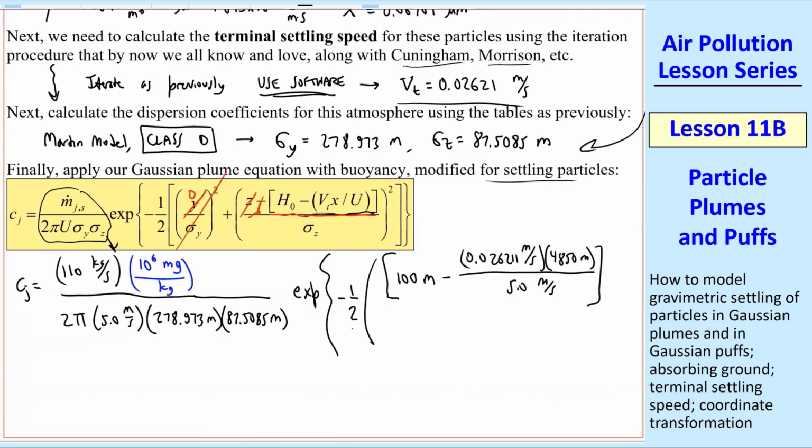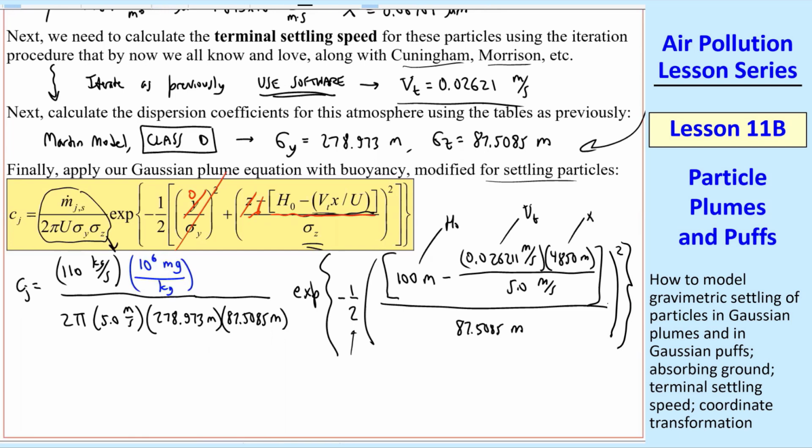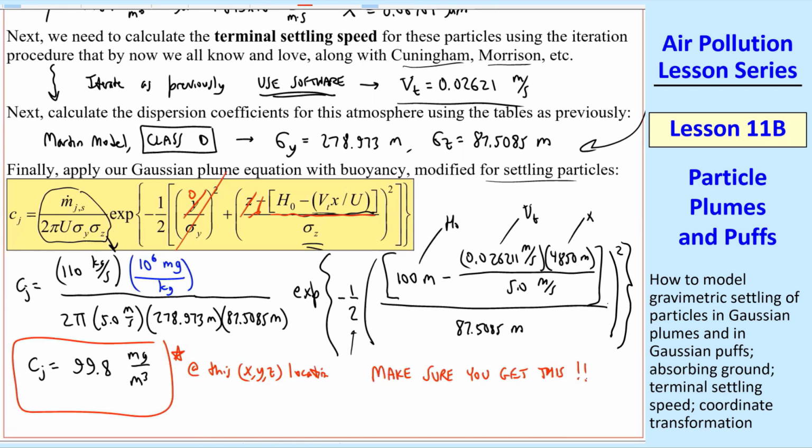So I have my negative half here, and then everything on top in brackets, h naught, and then here's my VT. My x, notice I changed to meters so I don't screw up my units, divided by u. And then there's a sigma z in the denominator, so I put all that in brackets, plug in my sigma z, close my parenthesis, square it, close my squiggly brackets, and I get to 3 digits 99.8 milligram per meter cubed. As I always say, make sure you get this answer, and then you should have no trouble with the homework or quizzes when we do such things.